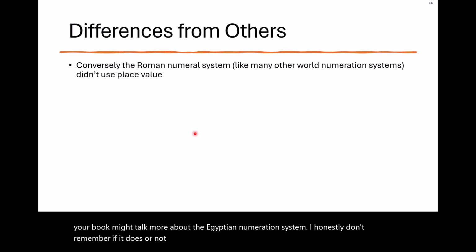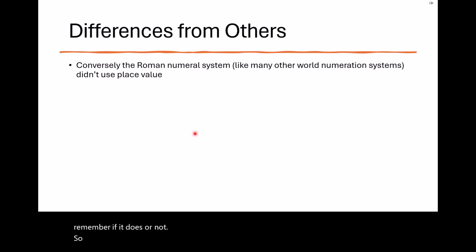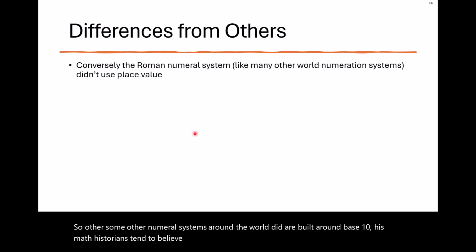So some other numeral systems around the world are built around base 10. Math historians tend to believe that's because we have 10 digits on our hands.